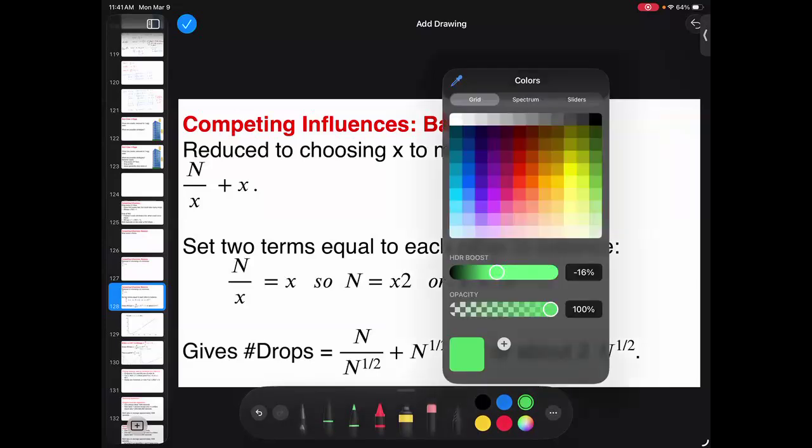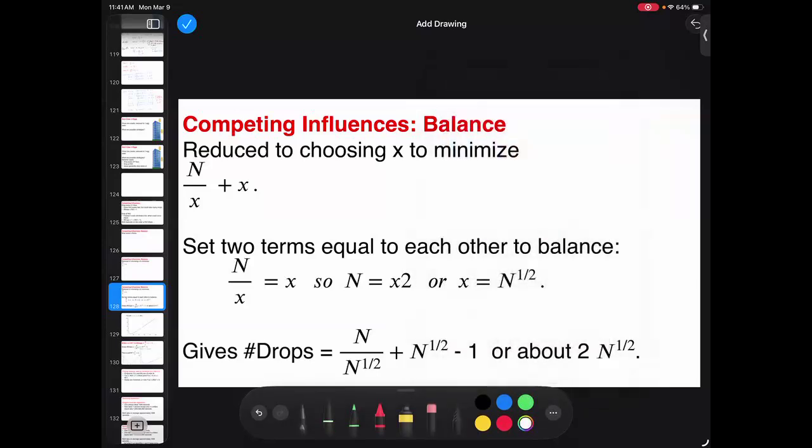I don't know why, but sometimes it doesn't put the exponents in the right spot. So I will draw out the 2 like that. So you're going to get a problem. I have n over x equals x. I want to equalize the two expressions. So that's the same as n equals x squared, or x is the square root of n.